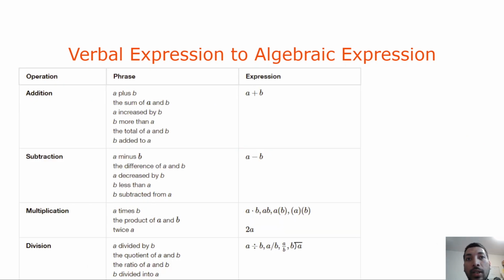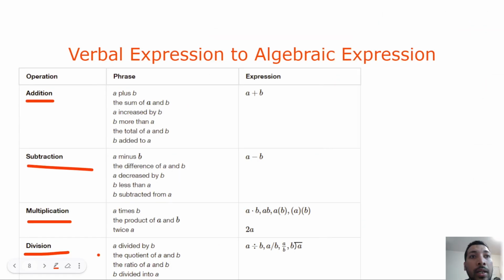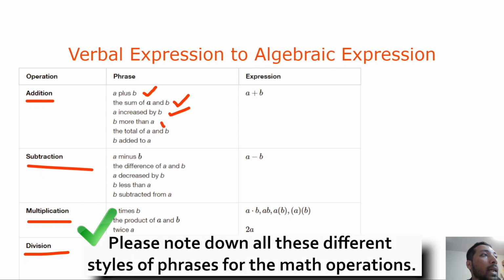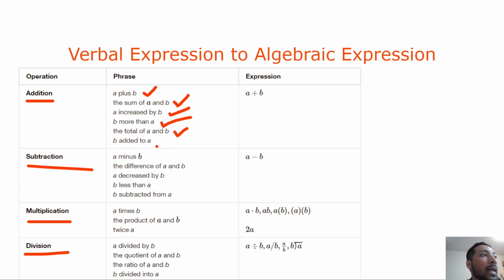Now, when it comes to English phrases, there are many synonymous terms that will be often used to exchange between words and phrases. Similar analogy can be applied over here. We have many different ways to express addition, subtraction, multiplication, and division. Here are a couple of examples for each one of them. For addition, we have a plus b, the sum of a and b, a increased by b, b more than a, the total of a and b, and b added to a. All these represent the meaning as a plus b in the math expression.